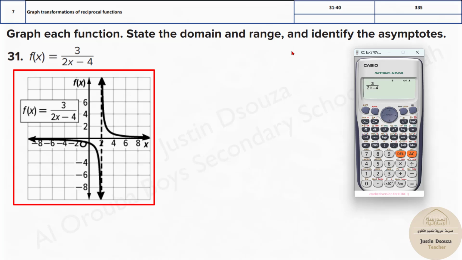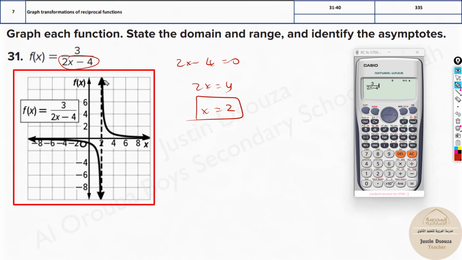here in this particular question mentioned, domain and range, and identify the asymptotes. Asymptotes in the rational functions over here, make the denominator equal to 0 and solve it up. In your exam, you might just have graphs, but still, I'll just tell you what are the asymptotes here since it's mentioned. In order to get the vertical asymptote, whatever is the denominator, just make it equal to 0. It's 2x minus 4 equals 0. You will have 2x equals 4, x is 2.